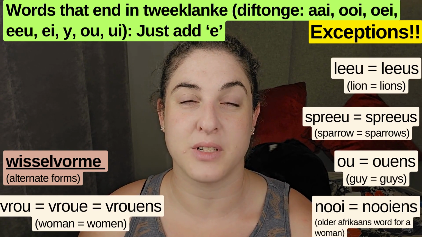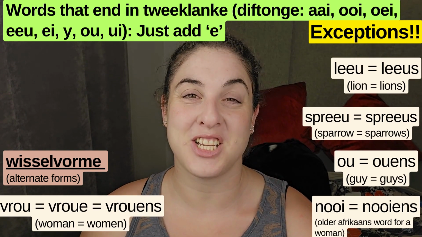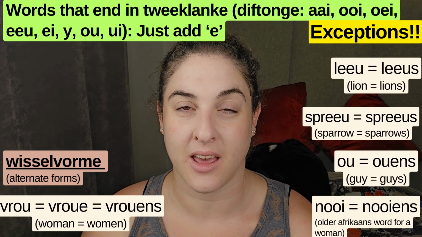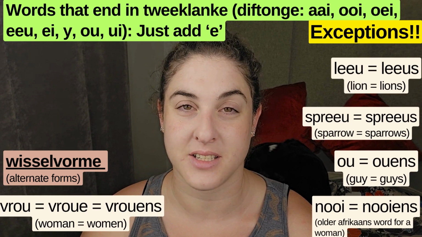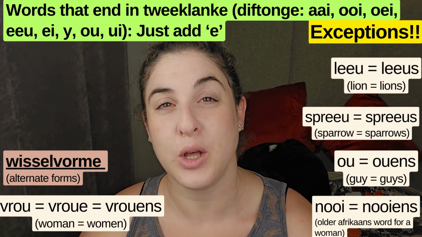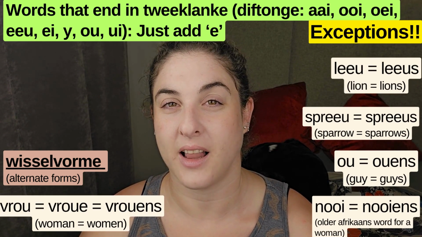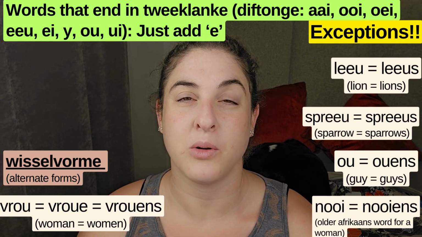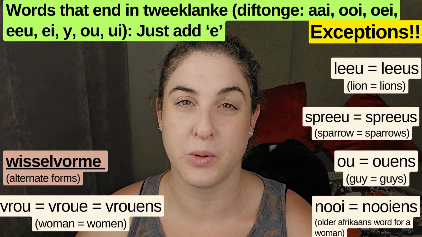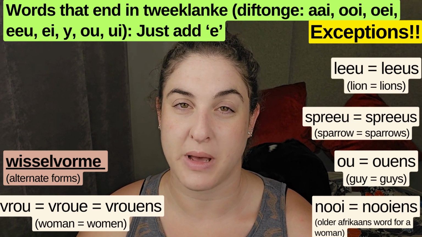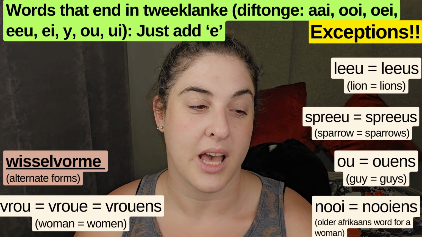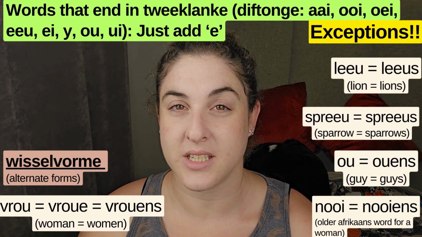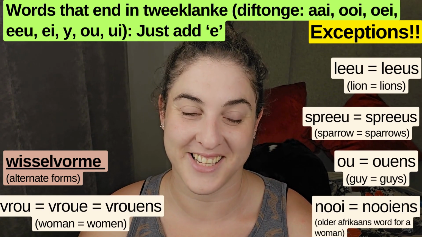And then we have some more exceptions, which is the word leeu, lion. Its plural does not get an e. It gets an s. So it's leeu, leeu's, lion, lions. And then spreeu, which is a sparrow, that one also gets an s. Spreeu, spreeu's, sparrow, sparrows. And then we have oom, which is a guy, ooms, which is guys.